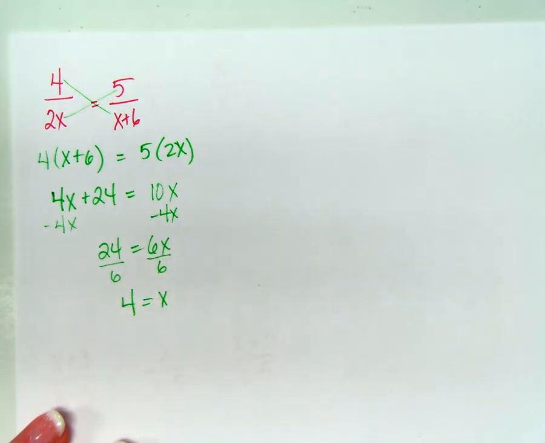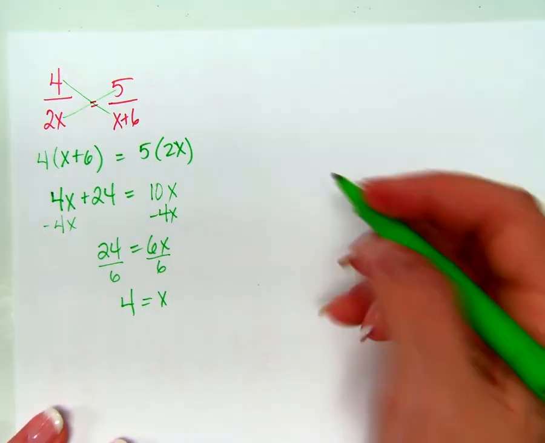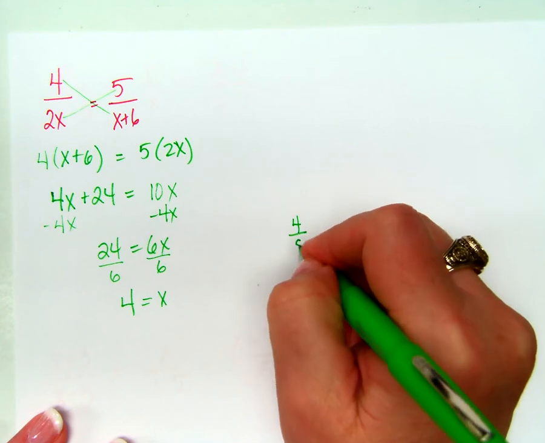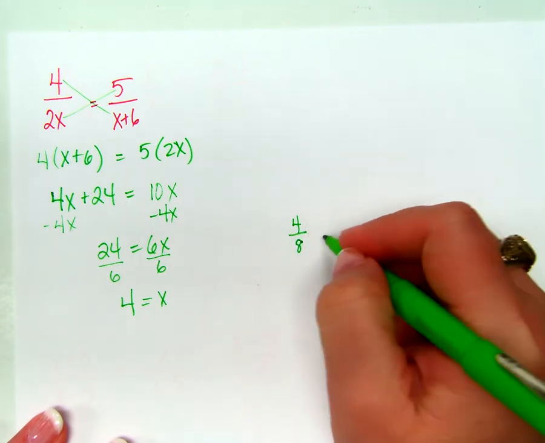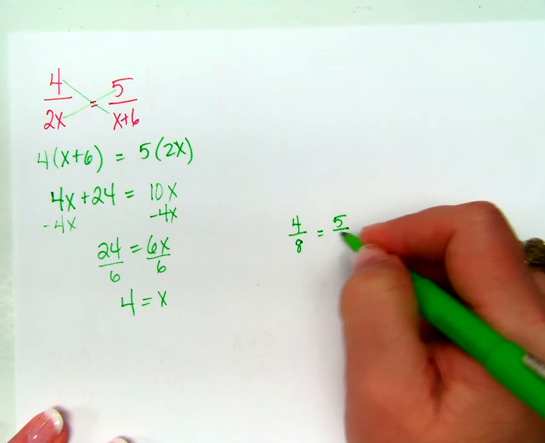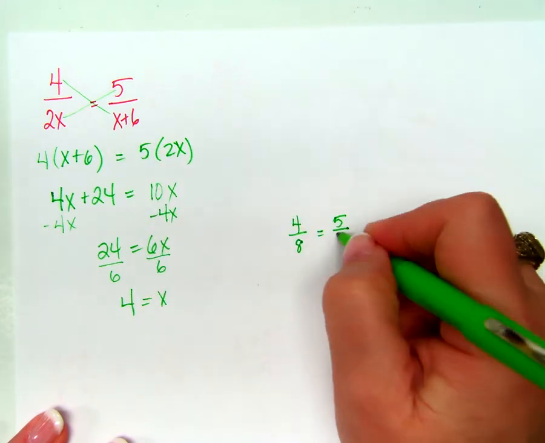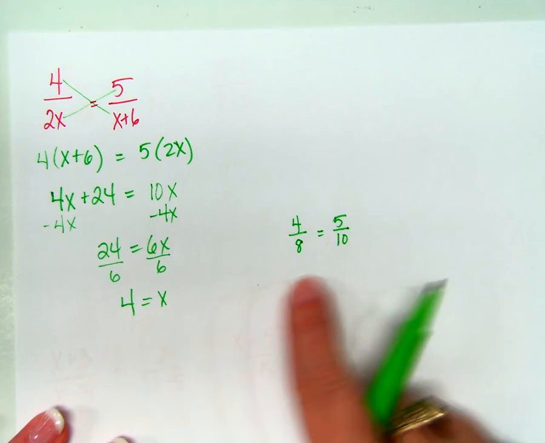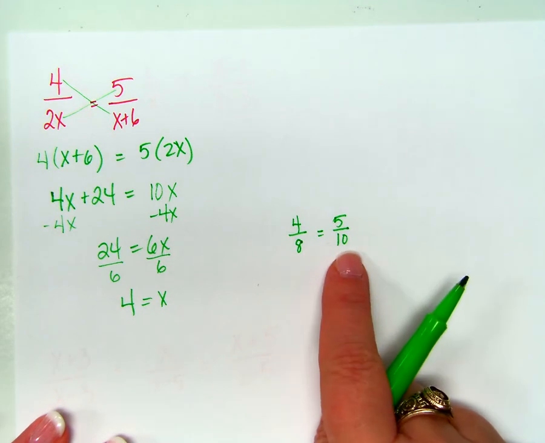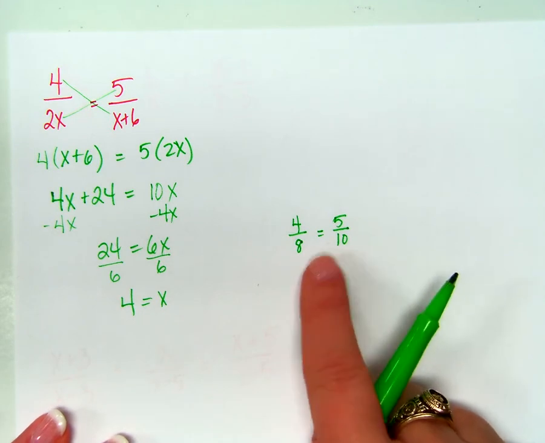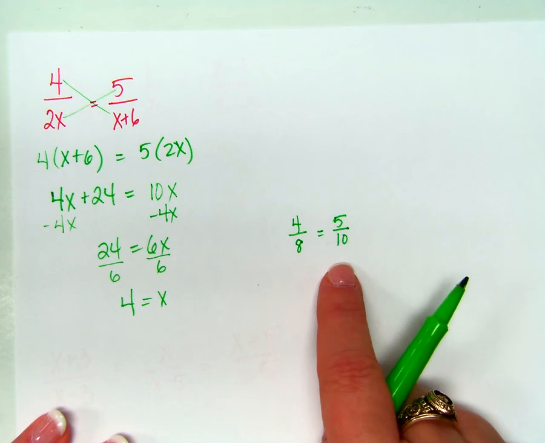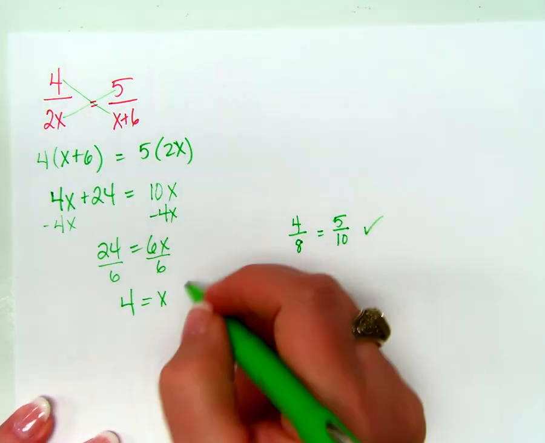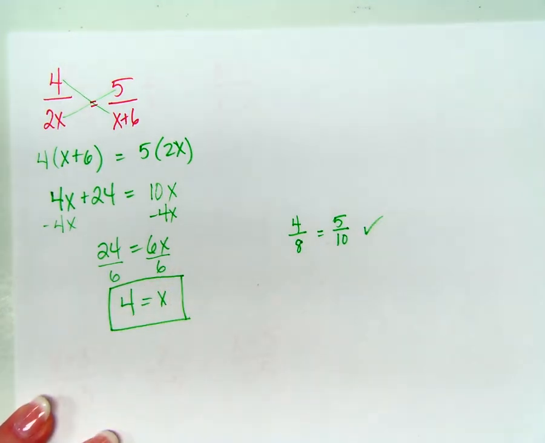Is that the right answer? Are you positive it's the right answer? How could you be positive? Plug it in. So 4 over 8 equals 5 over 10. I substituted a 4 in anywhere there was an x. Does 4 over 8 equal 5 over 10? Are you positive? They both equal 1/2. So does 1/2 equal 1/2? Yes, so I know without a doubt that 4 is the correct answer to this problem.